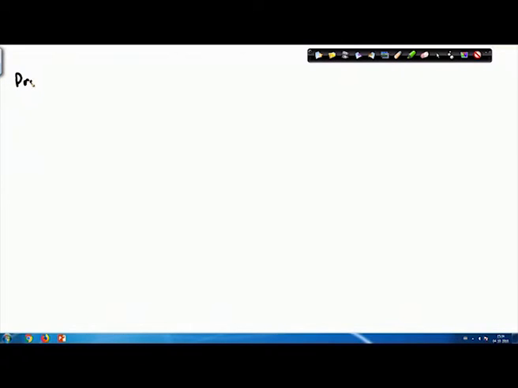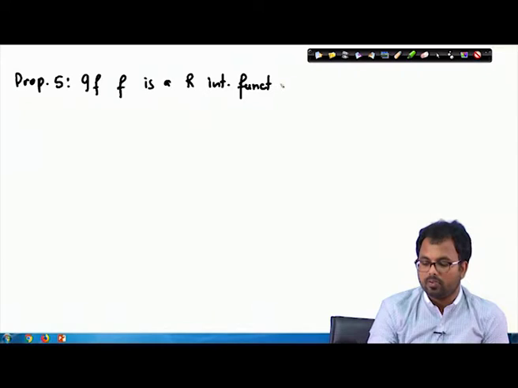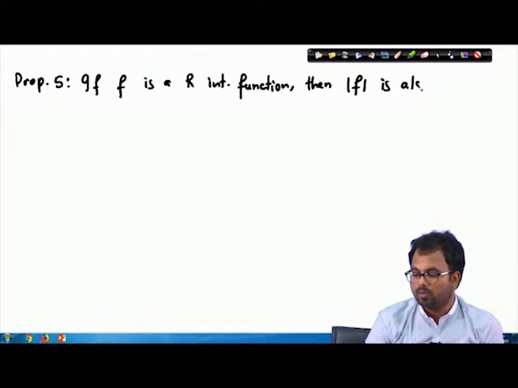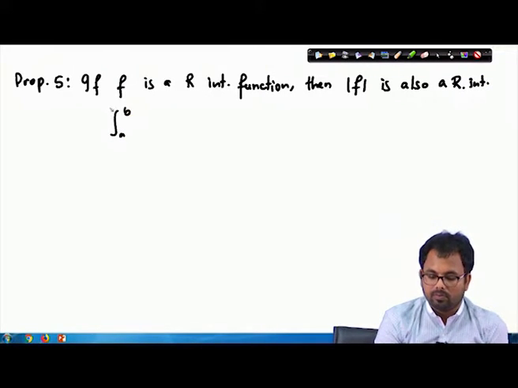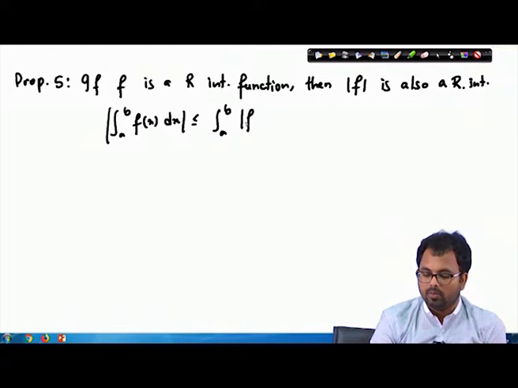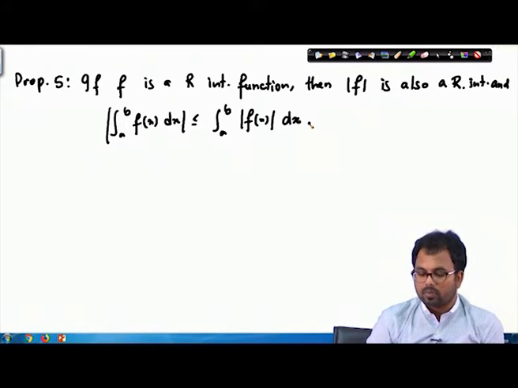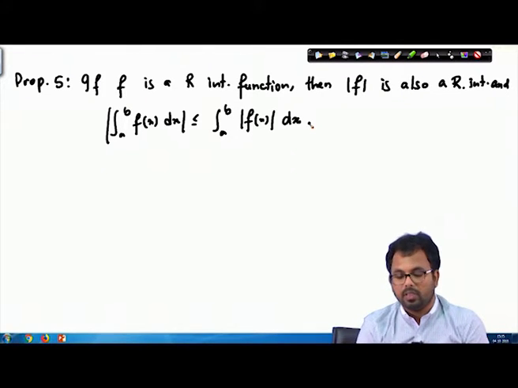So as I was mentioning about the properties, another property, property 5 of Riemann integrability, is: if f is a Riemann integrable function, then mod of f is also a Riemann integrable function. And we have the absolute value of the integral from a to b of f is less than or equal to the integral from a to b of mod of f x dx. So that means the mod of function f is also Riemann integrable and it satisfies this inequality.